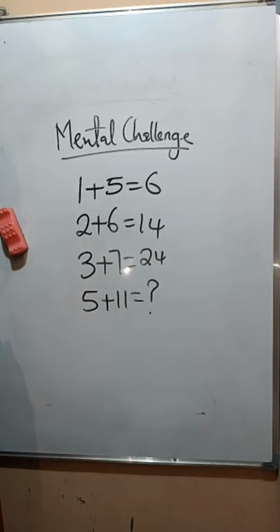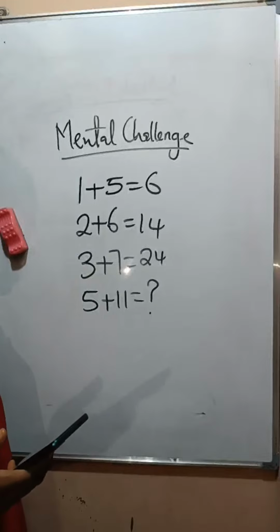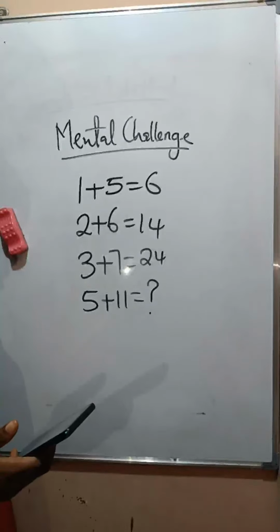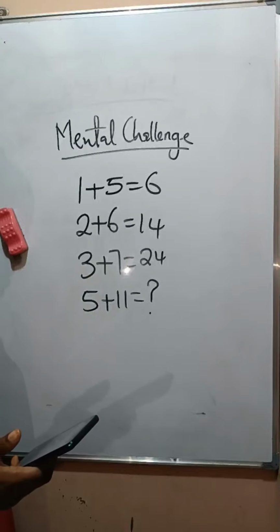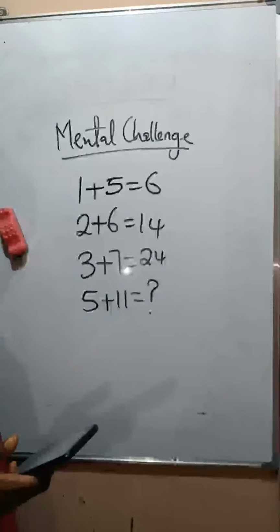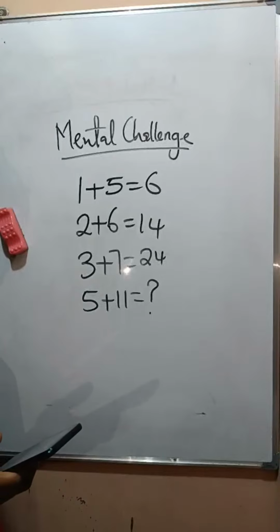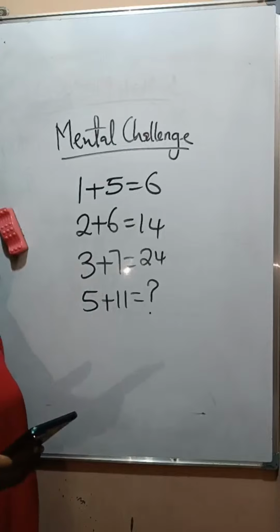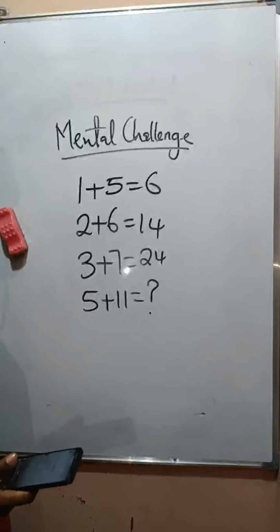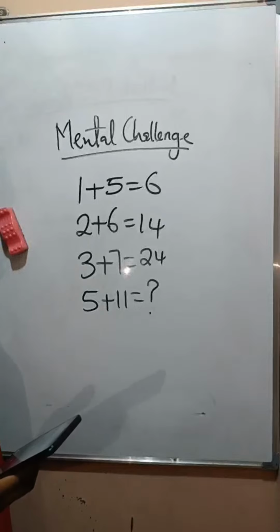1 plus 5 is 6. 2 plus 6 is 14. 3 plus 7 is 24. Now what is 5 plus 11? Okay. No problem. Let's go, friends. We can do this. I need more answers. Okay, remember this is a mental challenge. It needs to be tricky to challenge you. So let's go.